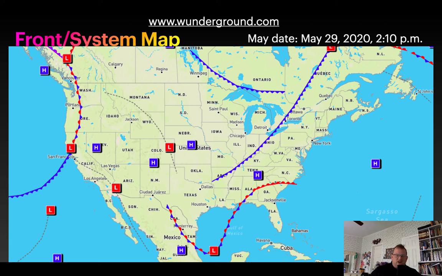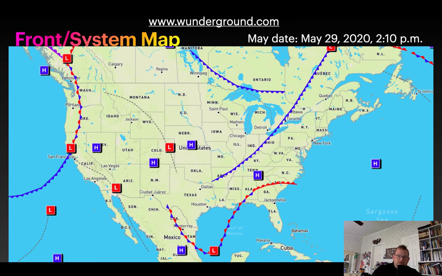So just like we had talked about, you can see the red L's, you can see the blue H's. So you know where the low pressure systems are, you know where the high pressure systems are. Now, usually, not always, usually where you see a red L, you can usually guarantee there's going to be clouds and rain. Okay? Usually. And usually where you see a blue H, you're going to see clear skies and little to no precipitation.